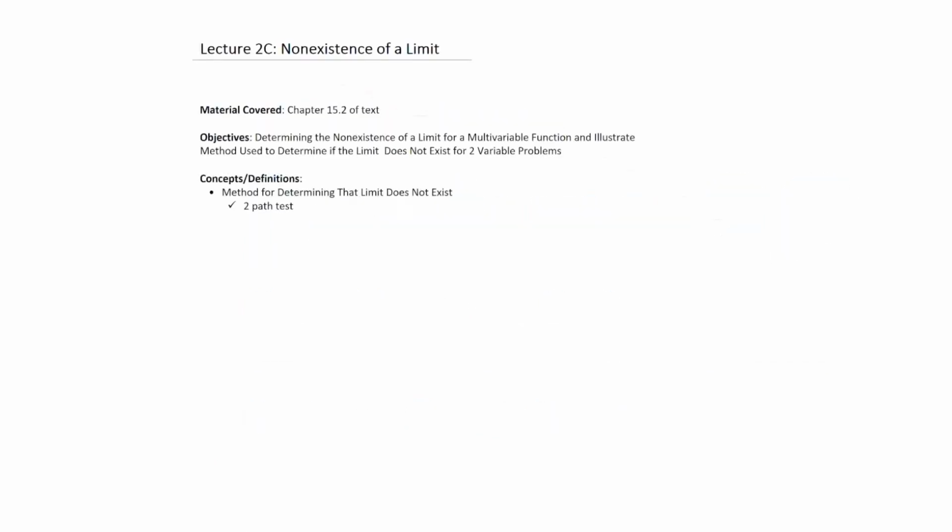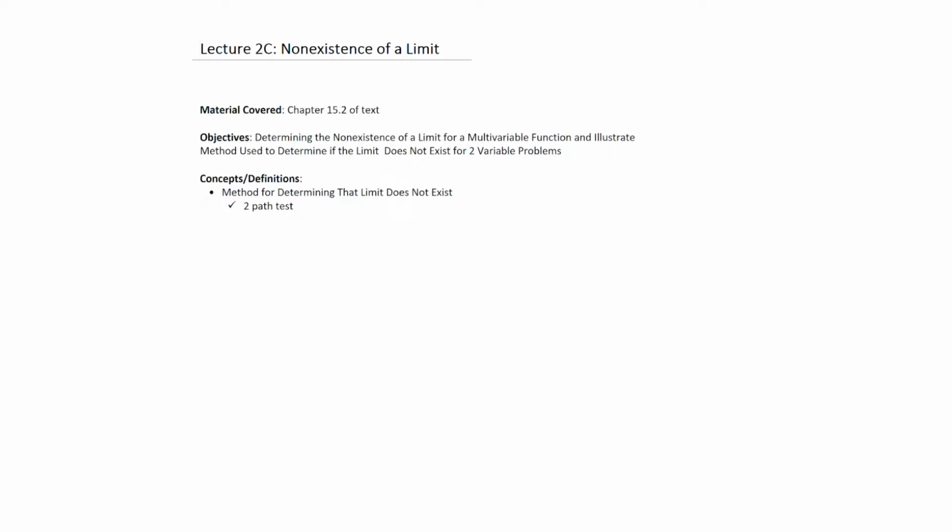So this is Lecture 2C, welcome. The title is Non-Existence of a Limit. In Lecture 2B, we looked at examples where we could apply techniques to check if the limit exists. In this case, we're going to apply techniques which we can use to determine if the limit does not exist.